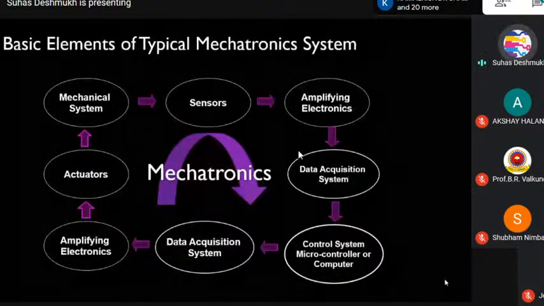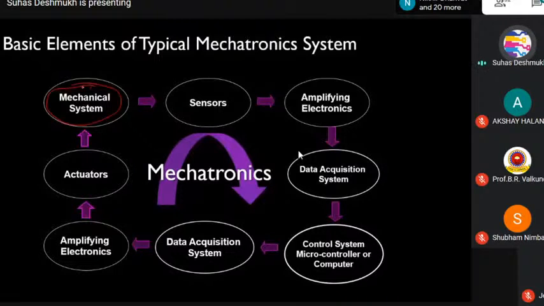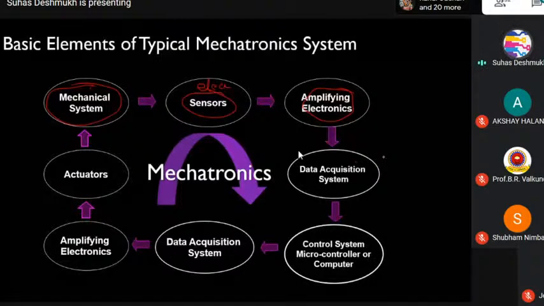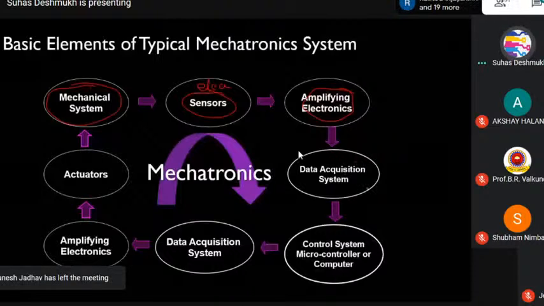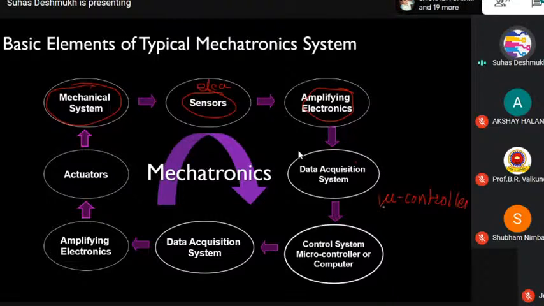So here you can just look at one thing: we have seen a mechanical system here. This is a mechanical system. This is a sensor. It is again an electronics part. So this is what is called digital signal processing, or we can say it is in a microcontroller part, or in a computer part. And then again the amplifying device. Then here it is an electrical to mechanical change. Here a mechanical to electrical you are going to change. Here it is electrical to mechanical.